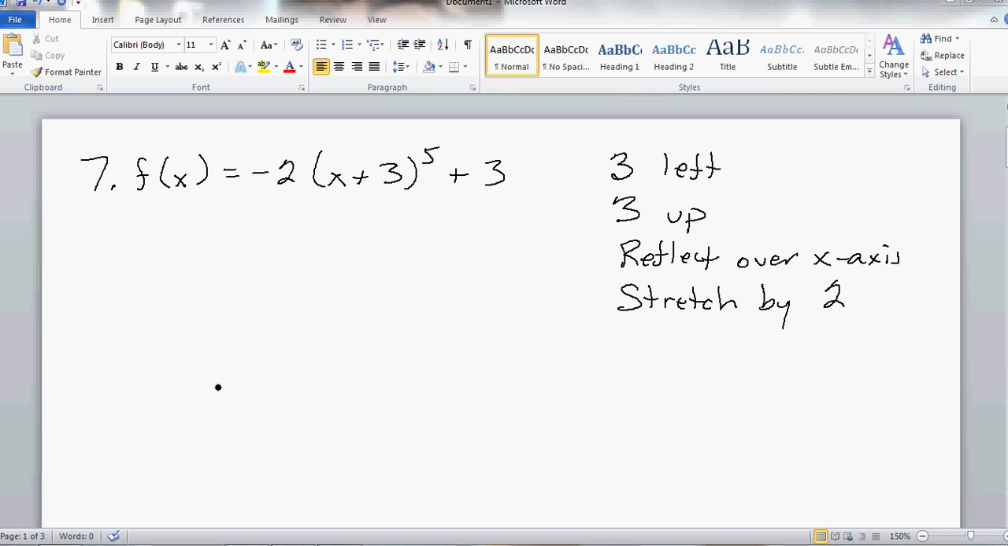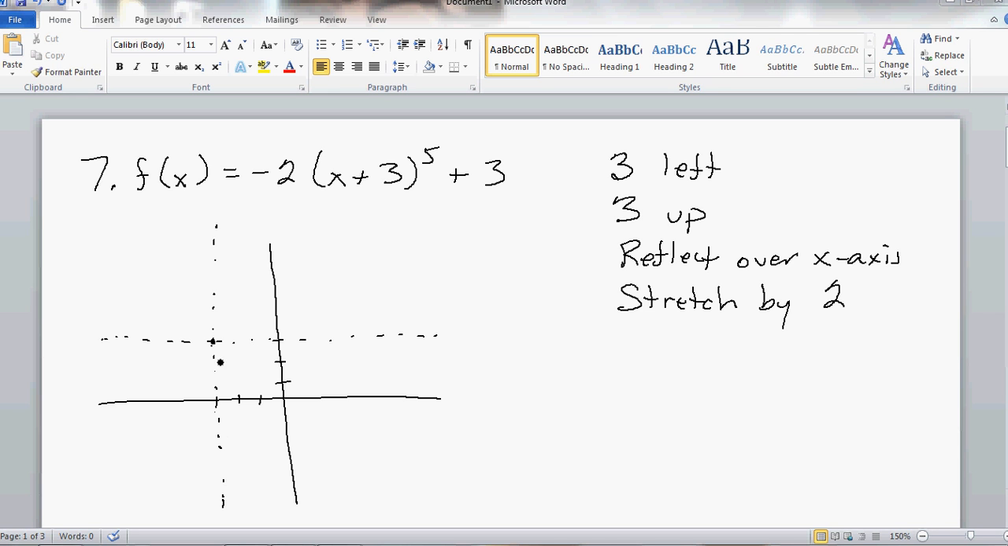And so, first thing I'm going to do is actually deal with the transformations. I want to go 3 left and 3 up. And so this is going to become my new turning point, so to speak. There's not really a vertex on x to the 5th, but it is the point where it all shifts, so to speak. So there's going to be our new set, and we know it's going to look either something like this, come down like this, or it might look like this, depending on what happens.